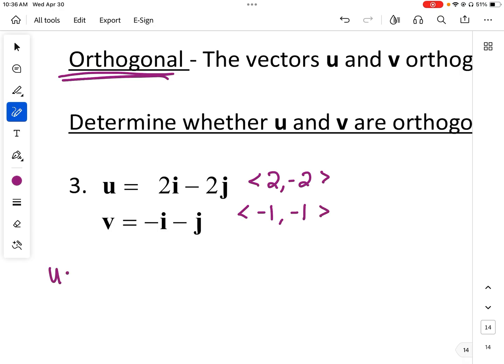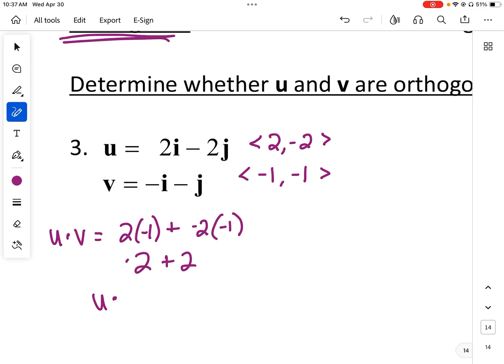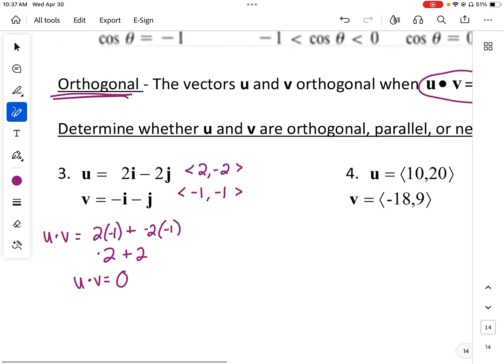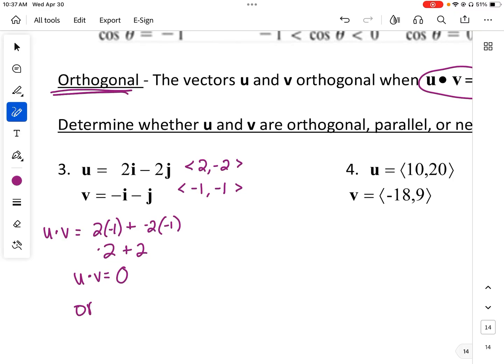So let's do the dot product. I'm just going to write it out: 2 times negative 1 plus negative 2 times negative 1, which would be negative 2 plus 2. So our dot product is 0. All it wants to know is is it orthogonal, parallel, or neither? This tells me it's orthogonal.